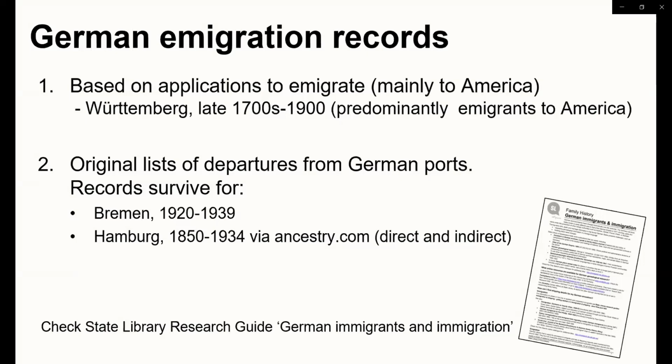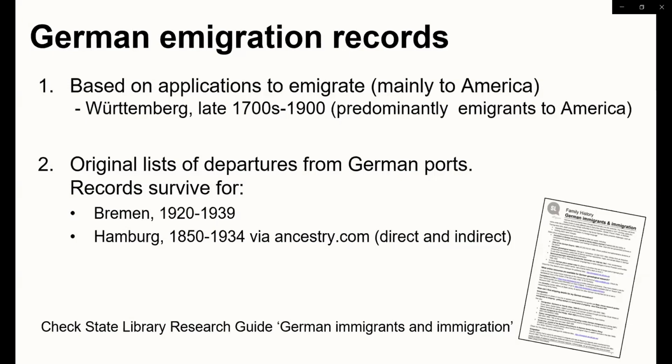The second type of emigration lists are original lists of departures from German ports. Lists survive for Bremen, 1920 to 1939. Earlier lists were either discarded as no longer needed or destroyed during World War II bombing. And the Hamburg list from 1850 to 1934. Again, there are two types of lists.